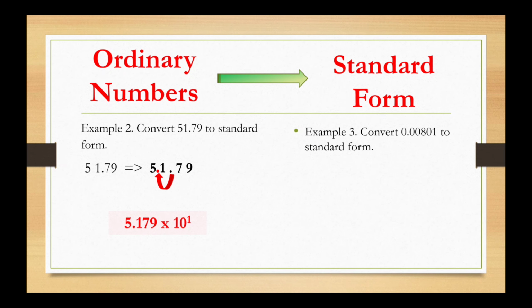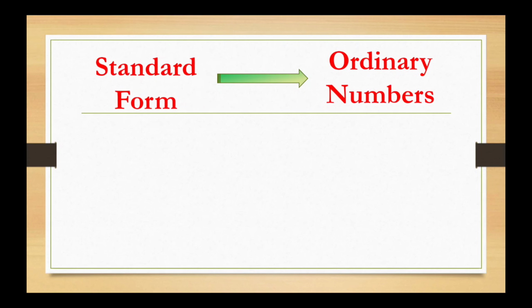Convert 0.00801 to standard form. Remember, for us to convert to standard form, we want to make sure that the first digit that comes before the decimal is not a 0. Okay, so we would need to shift the decimal places to the right until it gets after the 8. Okay, so we'll have to move this 1, 2, and 3 times to the right. And that's going to give us our answer, 8.01 times 10 to the power negative 3. Okay, with that said, let's take a look at converting standard form to ordinary numbers.